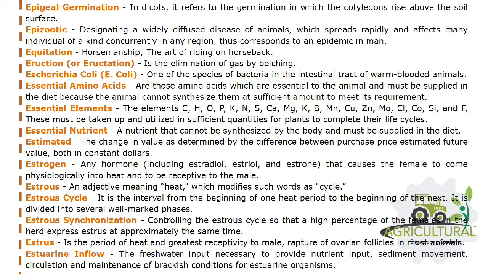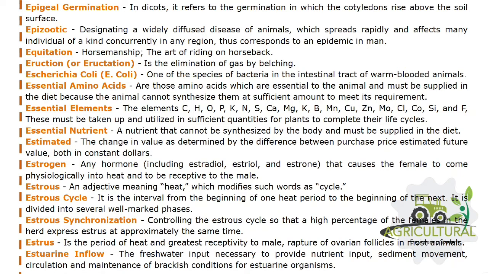Equitation, horsemanship, the art of riding on horseback. Eructation is the elimination of gas by belching. Escherichia coli, E. coli, one of the species of bacteria in the intestinal tract of warm-blooded animals. Essential amino acids are those amino acids which are essential to the animal and must be supplied in the diet because the animal cannot synthesize them in sufficient amount to meet its requirement.